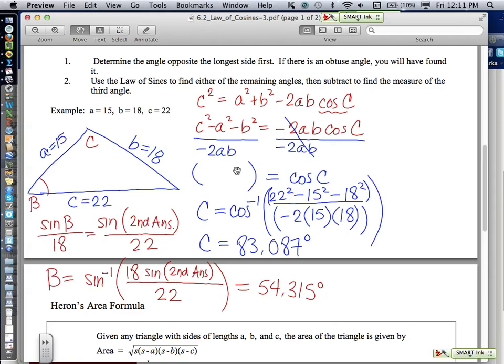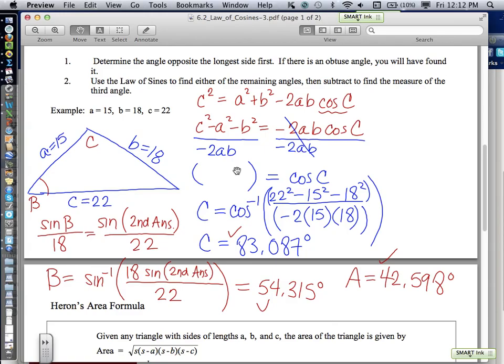So it just remains to find angle A. Can someone subtract those two from 180? Tell me what you get for that. 42.598. Okay. 42.598. Anyone else? Okay. Yeah. All right, perfect. So we were given the three sides, and we solved for the three angles. They're definitely all here. Here's angle A, angle B, angle C.